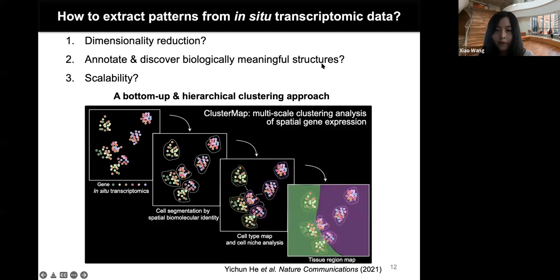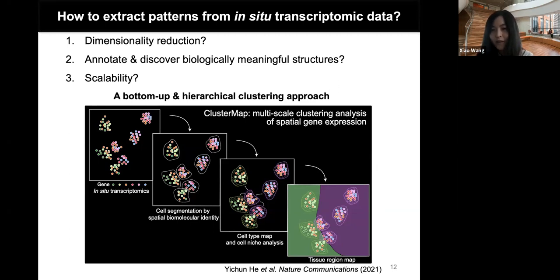The way we try to solve this is by developing a bottom-up hierarchical clustering approach. To explain in more detail, after we got the raw data, we register the RNA molecules through multiple rounds of imaging. We will see small gatherings or clusters of dots, which mostly represent single cells. So the very first task is how can we achieve high resolution, highly accurate cell segmentation? Because the cell segmentation step is very important.